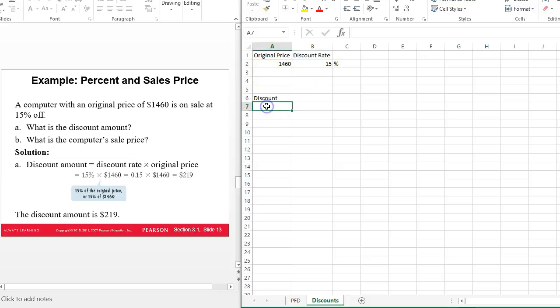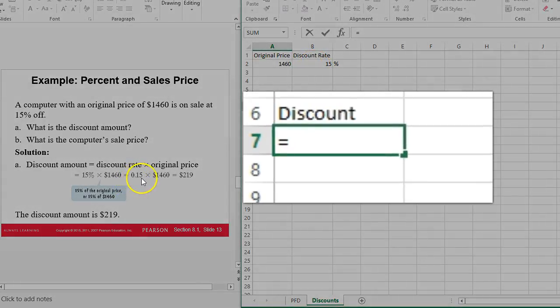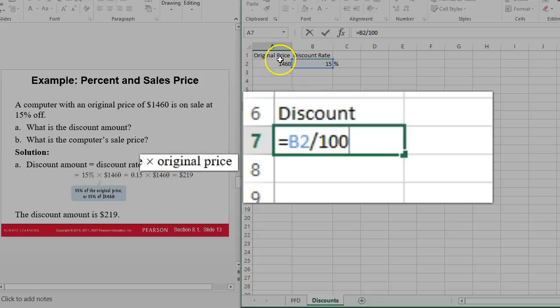Alright, now the discount. How do you get the discount? Well, you take the discount rate, you convert that to a decimal, so notice 0.15. They went from 15% to 0.15. How do you do that? You go from a percent, divide by 100, now you've got the decimal, times the original price. So times, and then click this cell.